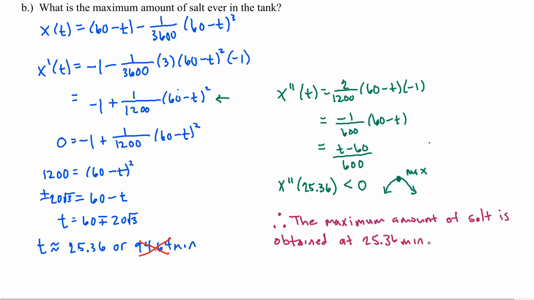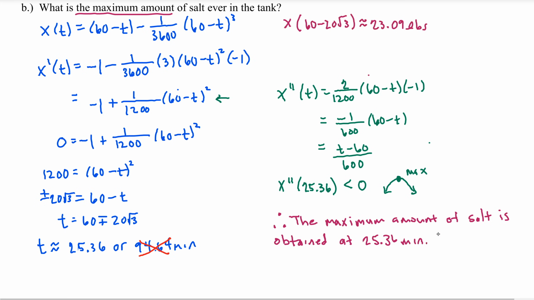However, we didn't quite answer the question, right? The question says, what is the maximum amount of salt? Well, to do that, we're going to take our time value and plug it back into the original function. So if I take x of 60 minus 20 square root of 3, and you can do it exactly, go ahead and plug it in exactly and then approximate that with your calculator. You'd end up with approximately 23.09 pounds.